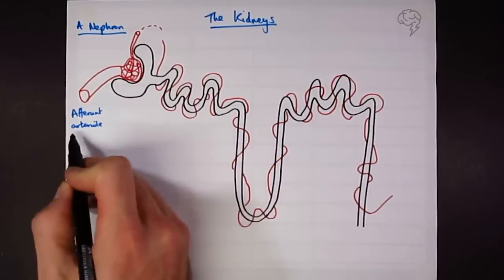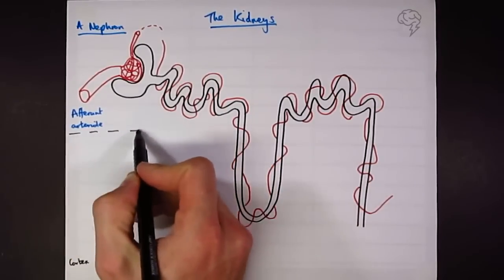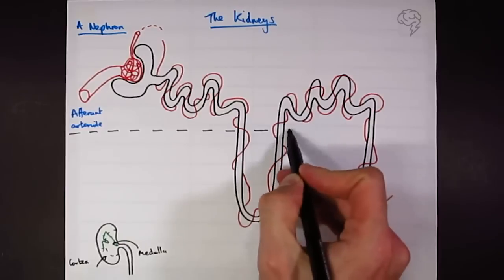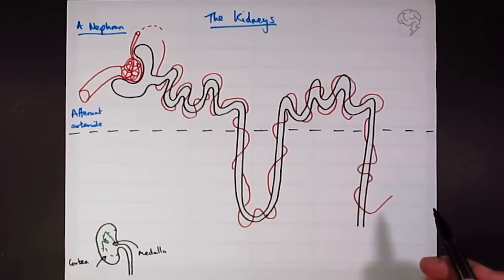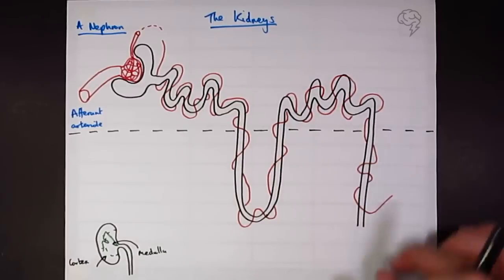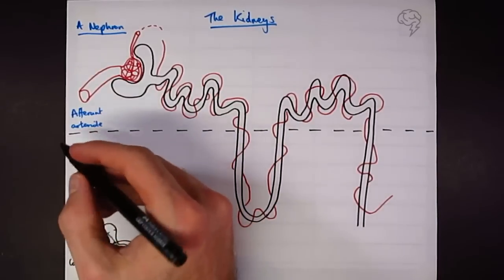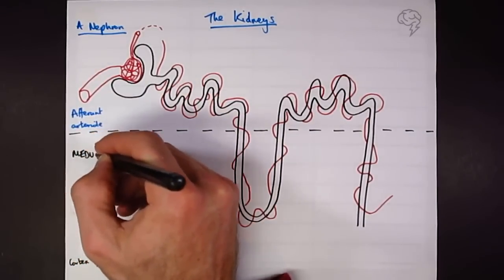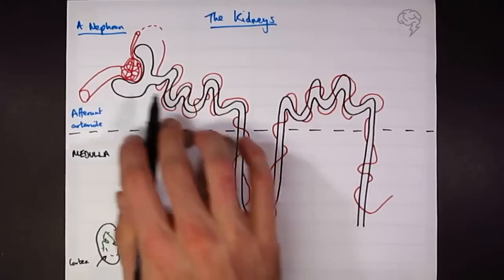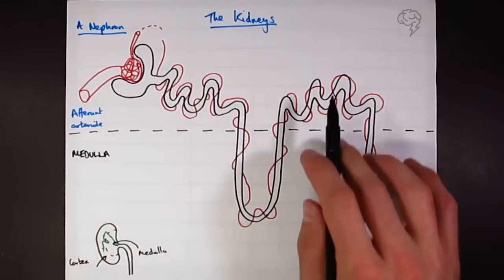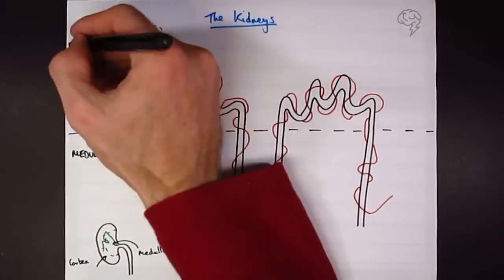Before I put too many notes in the way, I'm going to just label the difference between my cortex and the medulla. Okay, so everything on the bottom half here, so the loop of Henle and the collecting duct, when we've labeled it, are going to be in the medulla. And then everything else, the Bowman's capsule, the proximal convoluted tubule, the distal convoluted tubule, are going to be in the cortex.